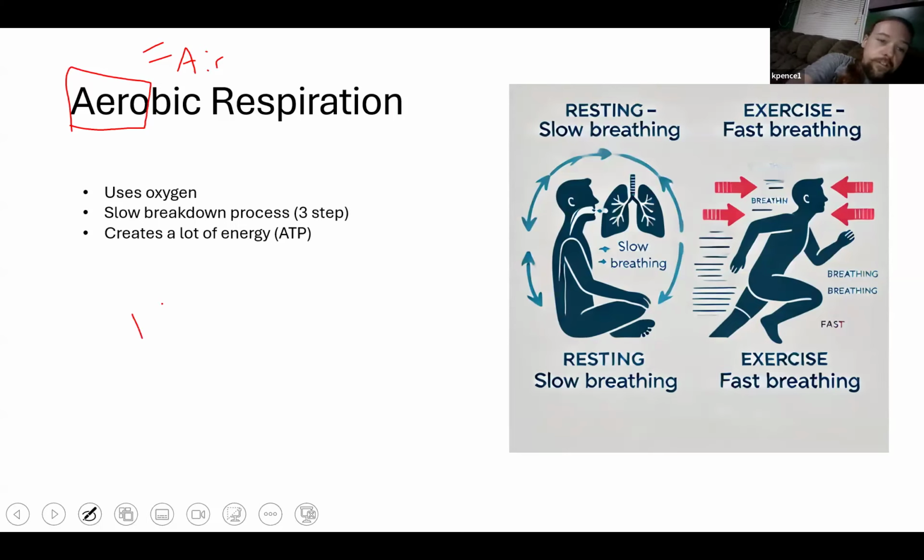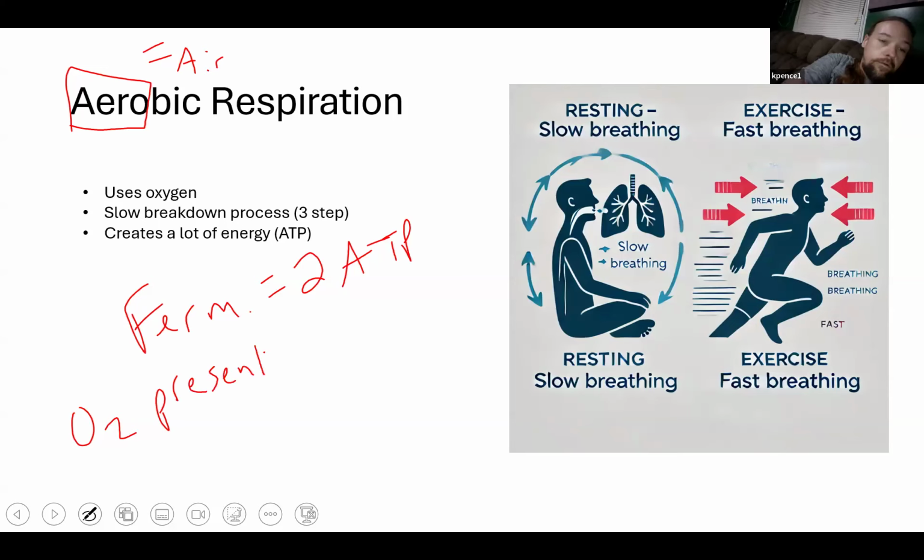With fermentation, we roughly get about 2 ATP net total. So again, not very energy efficient. But if we are doing aerobic respiration and there's oxygen present, we jump up that total to roughly 32 ATP. So you can see why it's more beneficial to use oxygen. We get a lot more energy from that.